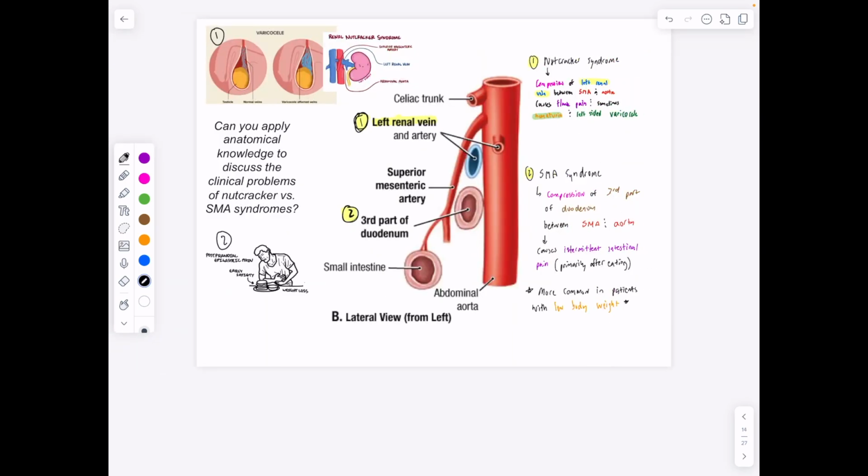All right, so what if something goes wrong with one of these paired arteries? Well, we have two syndromes that we can see in the clinic. We have nutcracker syndrome, which is compression of the left renal vein between the superior mesenteric artery and the abdominal aorta. This is going to cause flank pain, blood in your urine, hematuria, and then left-sided varicocele. So I didn't know what this was, but let's take a look here.